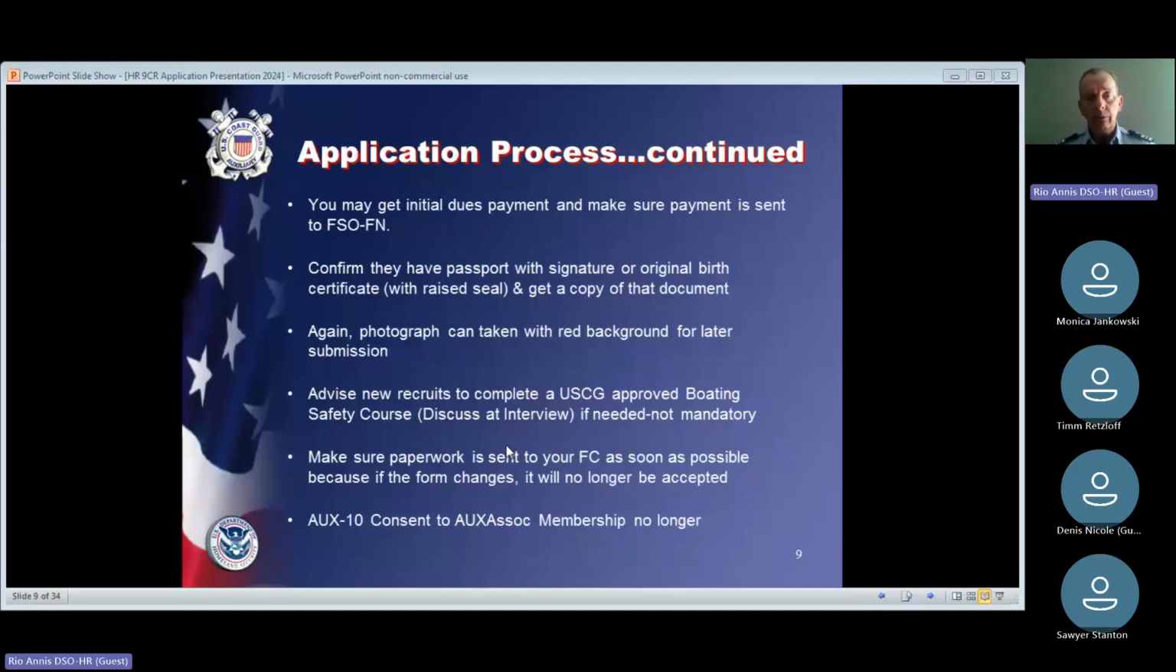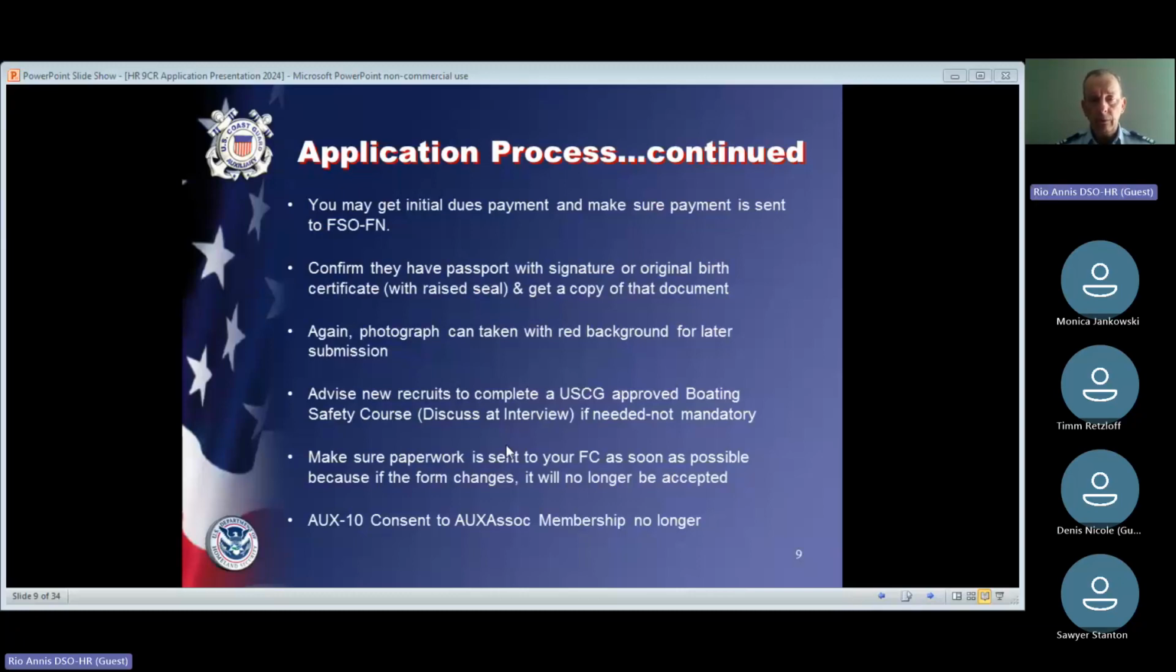You could, if you want to, and some flotillas do this, take a photograph of the prospect upon meeting them for a potential ID card in the future. But you could wait on that. It's not necessary to do that at this time. Again, you can advise them to complete a U.S. Coast Guard approved boating safety course when you're talking to them at the interview stage, but again, not needed for the application.